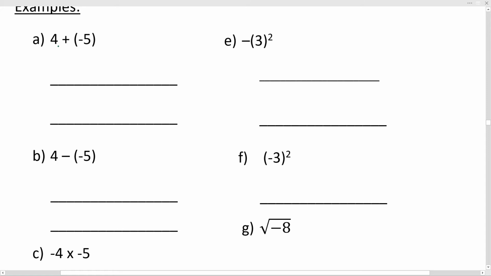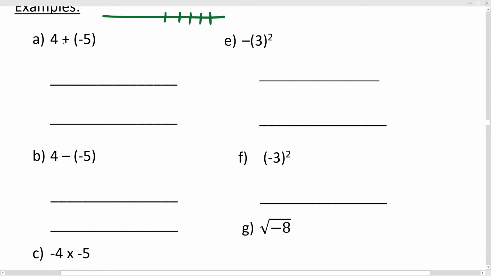Right, I'm saying 4 plus -5. So I'm going to remember my number line, and I'm going to think about if 0 is in the middle, I have 4, and I'm going to add -5. There's two ways of looking at this.